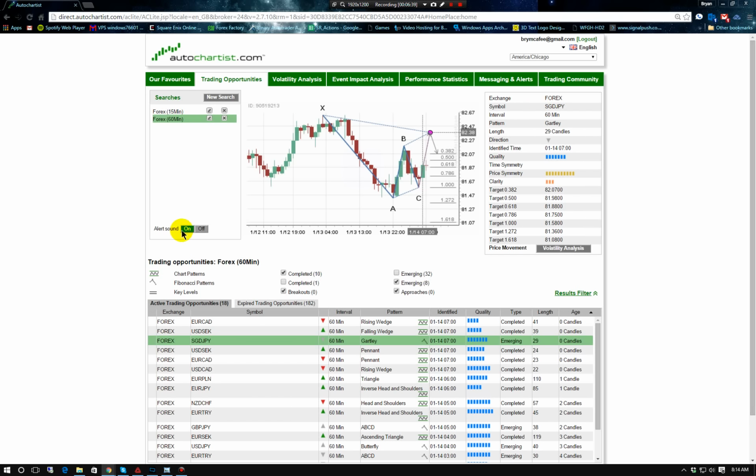Okay, so alert sound on. This thing will give you alerts if you have it open, and this is through the web interface. We'll get to the other 2 interfaces in a minute.